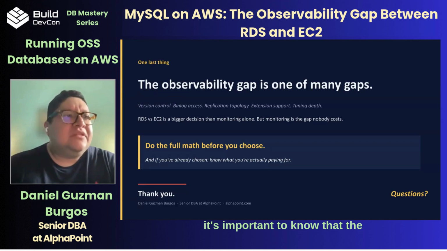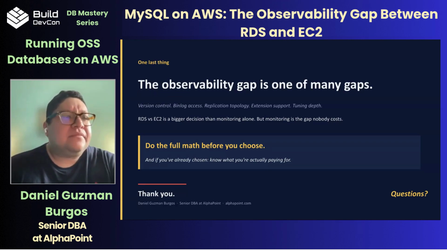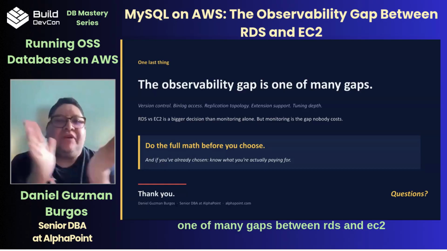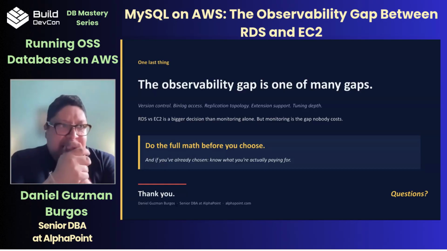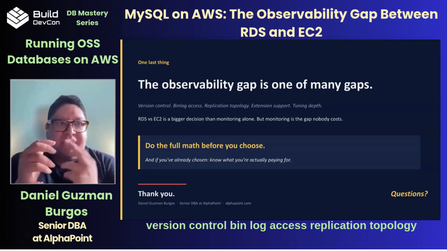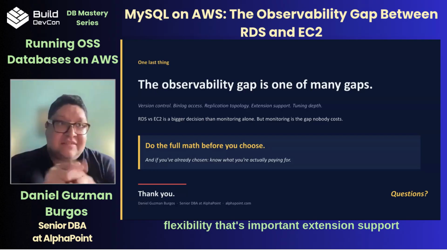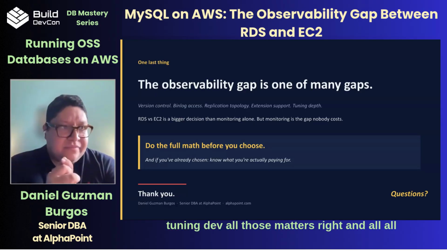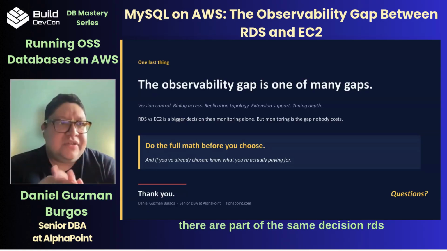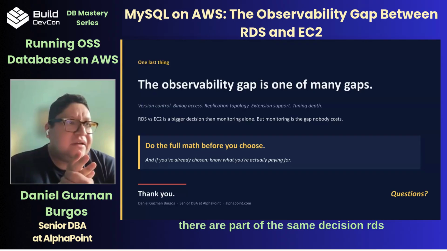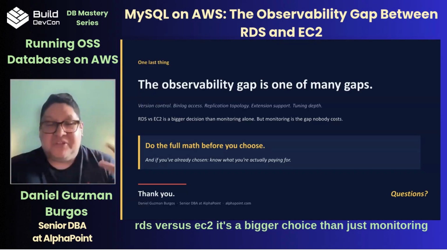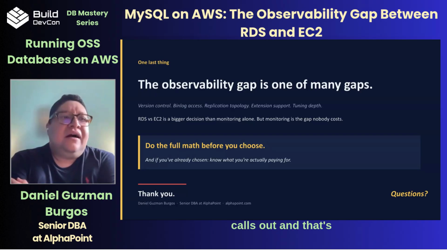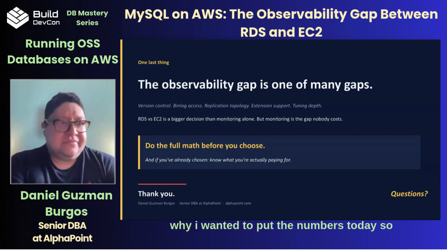So it's important to know that the observability gap is just one of many gaps between RDS and EC2. Version control, binlog access, replication topology flexibility, that's important, extension support, tuning depth, all those matter, right? And all of that is part of the same decision. RDS versus EC2 is a bigger choice than just monitoring, of course, but monitoring is the gap that nobody properly calls out. That's why I wanted to put the numbers out today.